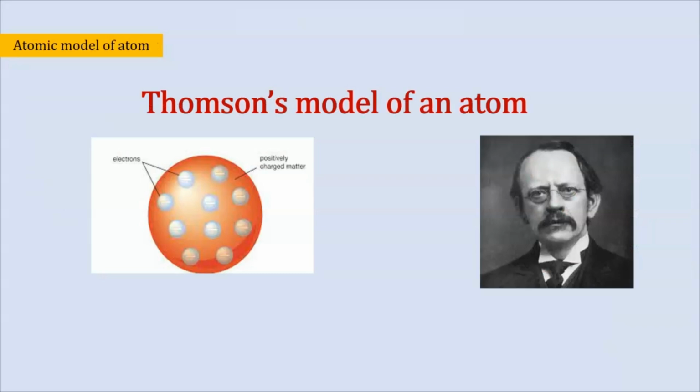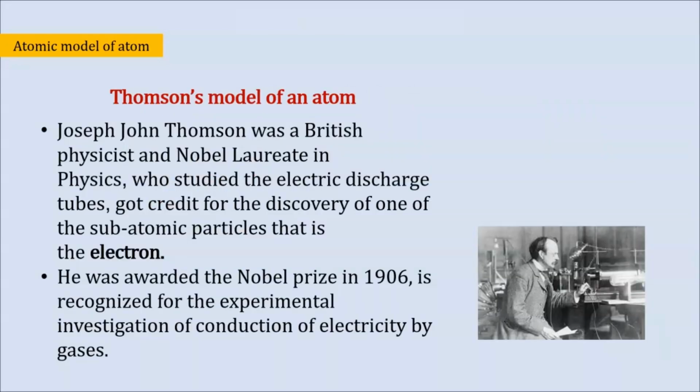Now in this session we will learn about the Thomson model of atom. We call it the J.J. Thomson model of atom, and he is the scientist. How he explained this atom model we will learn now. The full name of J.J. Thomson is Joseph John Thomson. He was a British physicist, and he won the Nobel Prize in physics.